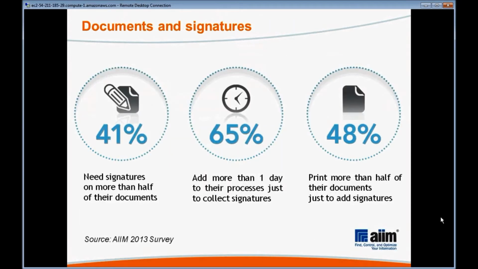The AIM organization undertook a survey where they interviewed 300 enterprises, and they found that 41% need signatures on more than half of their documents. 65% add more than 1 day to the process just to collect the signatures, and 48% of those surveyed print more than half of their documents just to add signatures. Think about that last one for a minute. If you're printing more than half of your documents today to collect a signature, and you decide to start automating the signature process, overnight you effectively have this 50% savings in overhead cost, time, as well as handling FedEx envelopes, you name it. It's a very compelling case to implement signatures.